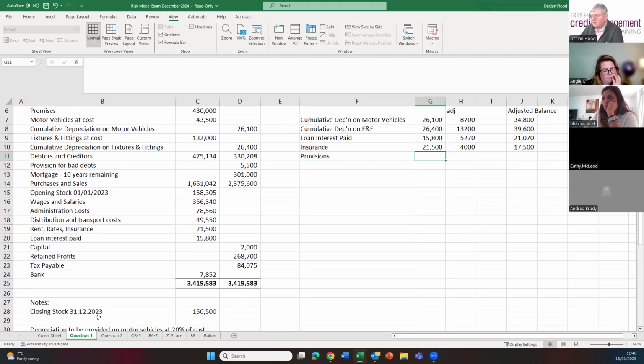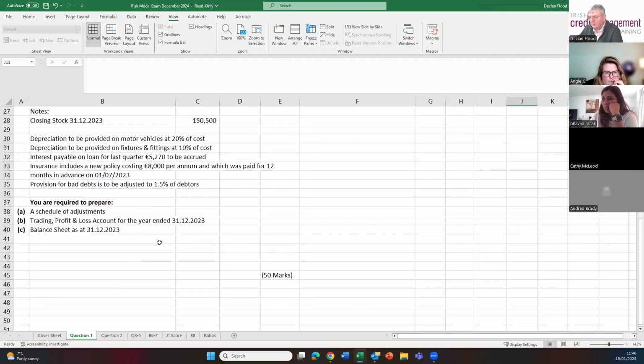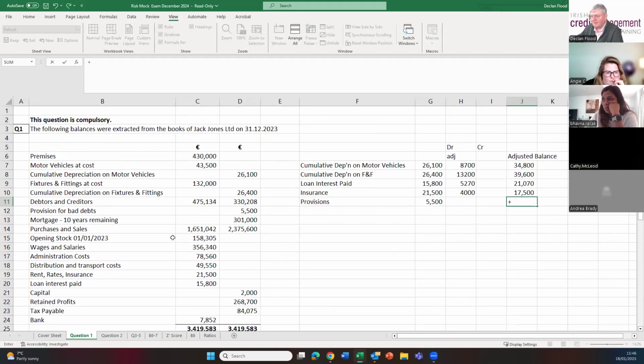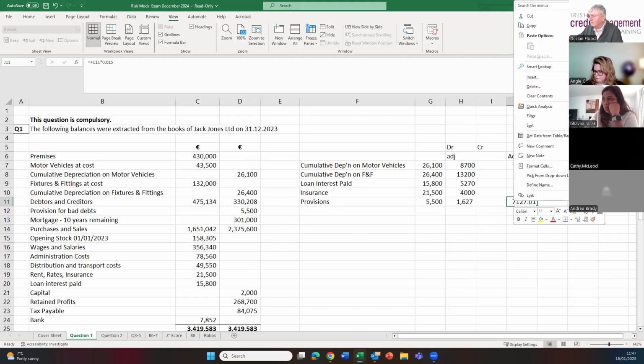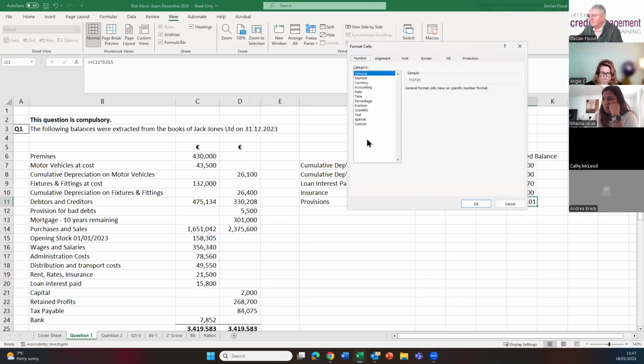So now look at our provisions. There's my bad debt provisions. What is it? Provisions for bad debts. There it is there. It's 5,500. I know I have to adjust it to 1.5% of debtors. So if I just take my debtors figure, which is there, and multiply that by 1.5%, 0.015. So I have a provision in already of 5,500. I need to increase that to 7,127. So now the adjustment that I have to make is that minus that. So 167. I don't know how the penny came in, but anyway, we'll look at that. Format cells number.